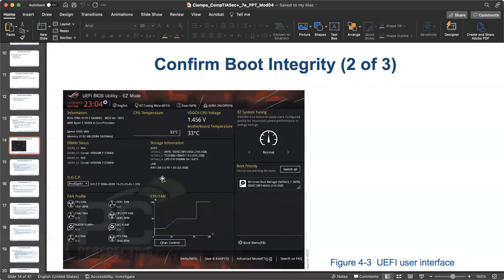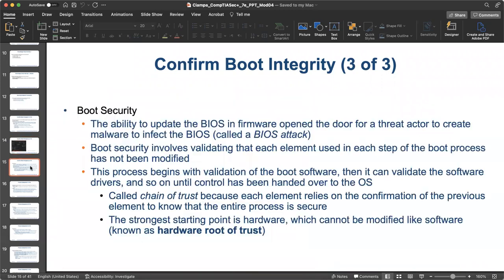Your mouse is going to be enabled, which in the legacy BIOS, you didn't have. But now in UEFI, you have the mouse enabled, and you can move around, click on the items you want to change the configuration for, and have full-fledged control over the BIOS.